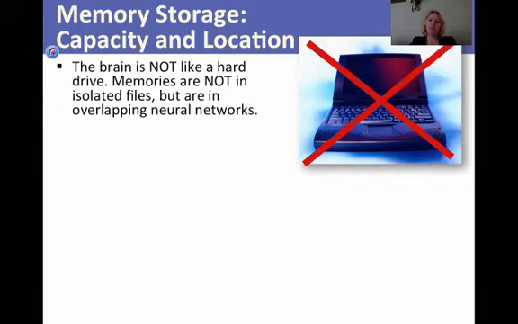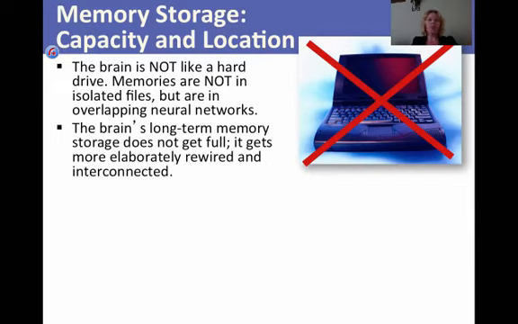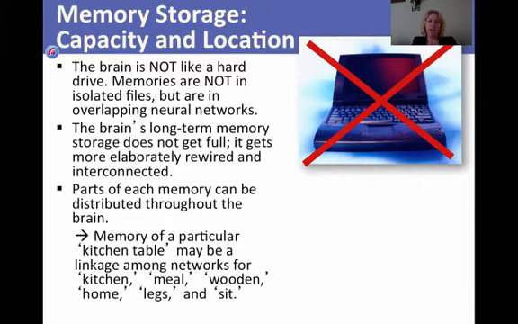Your memories are not in isolated files, but instead are in this jumble of overlapping neural networks that are constantly crossing, constantly mixing and interacting. The brain's long-term memory storage does not get full. It gets more elaborately rewired and interconnected. And parts of each memory can be distributed throughout the brain.